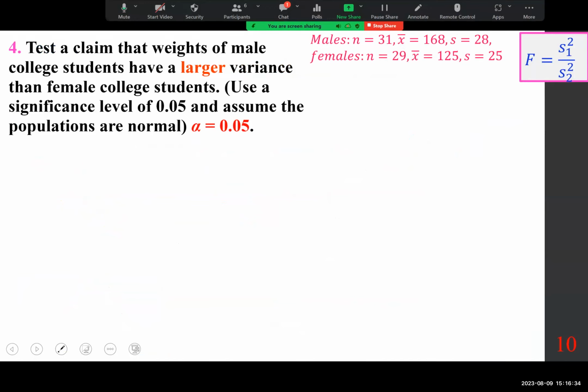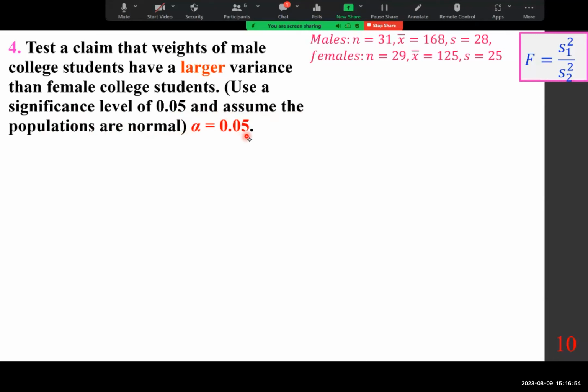Could somebody read this question, please? Test the claim that weights of male college students have a larger variance than female college students. Use a significance level of 0.05 and assume the populations are normal.